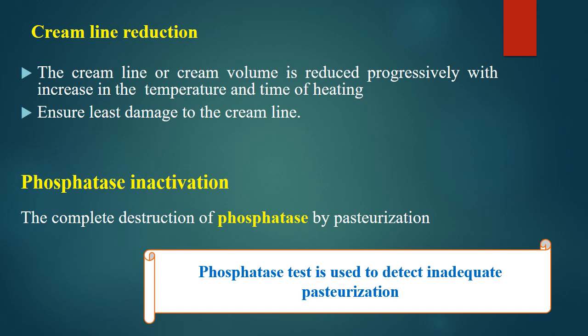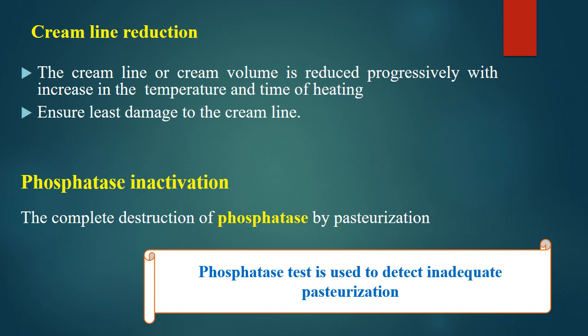Now cream line reduction. As I have already mentioned earlier, the cream line or cream volume is reduced progressively with increase in the temperature and time of heating. So if we increase the temperature or time, then the cream line will be reduced. So we must have minimum such effect to ensure the least damage to the cream line. We should always keep the temperature at the lowest possible, but that will be suitable to kill the pathogens or inactivate the enzyme. That is the third factor, phosphatase inactivation.